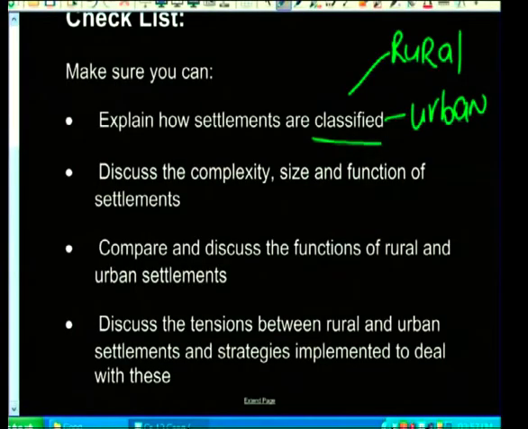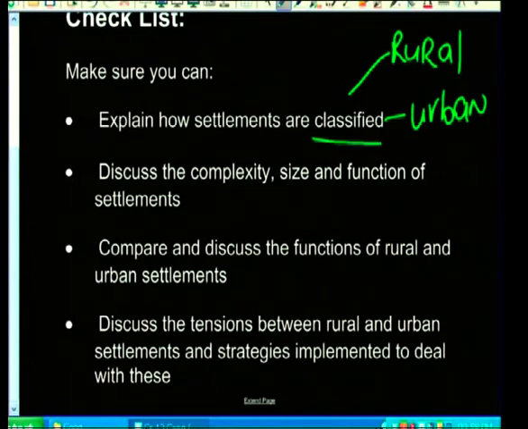We will also compare and discuss the functions of rural and urban settlements. So like we've just mentioned, the main functions of our rural areas would be things like farming, fishing, forestry or mining. And the main functions of our urban settlements is anything to do with the secondary and tertiary sectors. The secondary sector involves the manufacturing of goods, and the tertiary sector involves the service provision with those goods that have been made in the secondary and farmed in the primary sector.